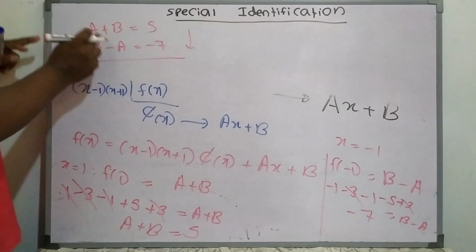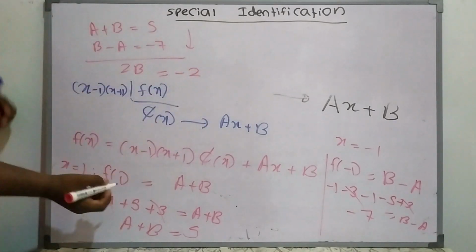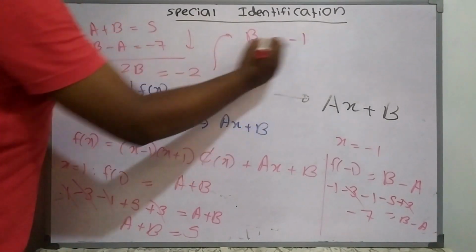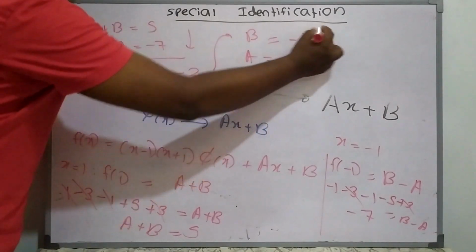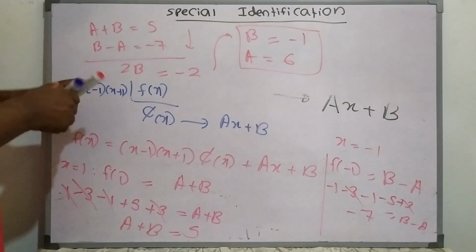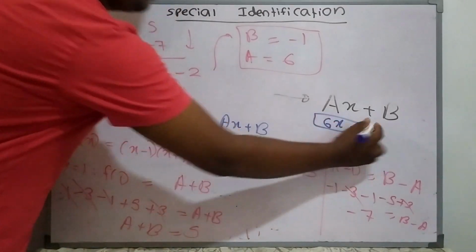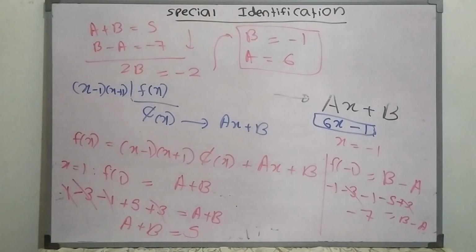When you add these two, a cancels, 2b equals minus 2, then b equals minus 1. So a equals 6. These are the answers of a and b. So the remainder will be 6x minus 1. So this is the remainder when you are dividing the polynomial function f(x) by x squared minus 1.